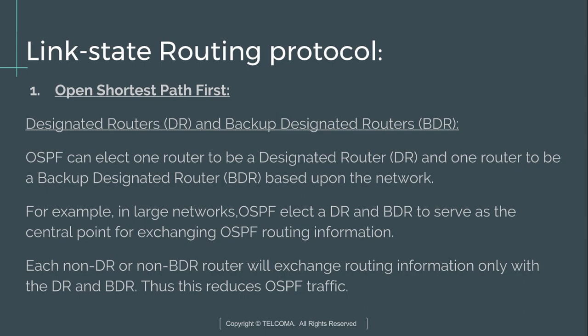Next there are two more types of router, the designated router and the backup designated router. So OSPF can elect one router to be a designated router and one router to be the backup designated router based upon the network. For example, in a large network, OSPF elects a DR and BDR to serve as the central point for exchanging OSPF routing information. So note that each non-DR or non-BDR router will exchange routing information only with the DR and BDR. So this reduces the OSPF traffic in the network.